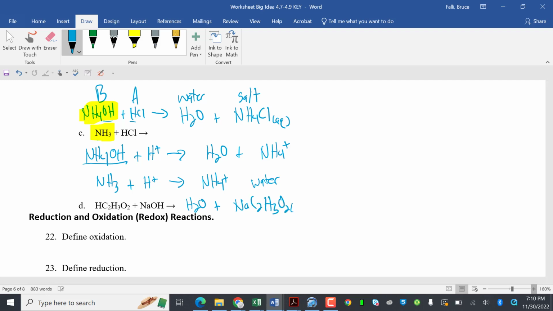All right, so here I'm going to have H2O plus NaC2H3O2. And again, this is going to be aqueous, so the sodium's going to make it fall out. So my net ionic reaction here is going to be HC2H3O2, I write it together because it is weak sauce, plus OH negative yields H2O plus C2H3O2 negative.